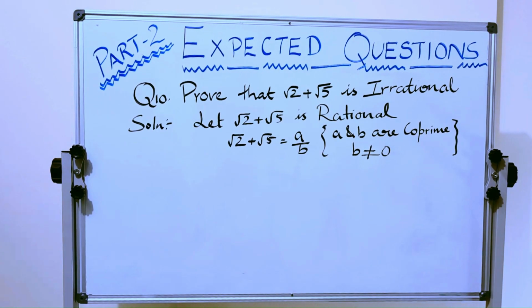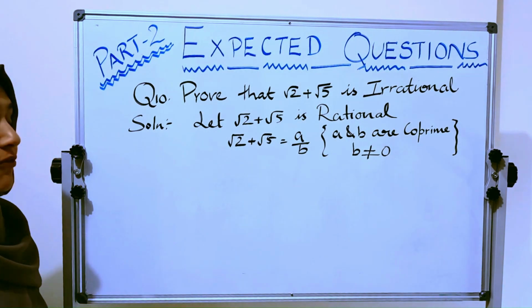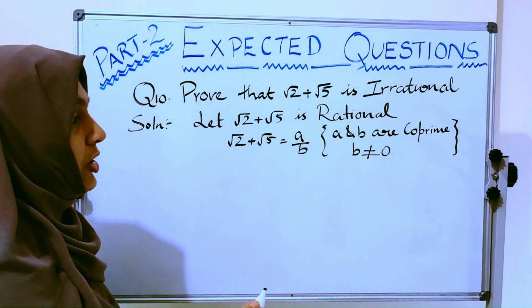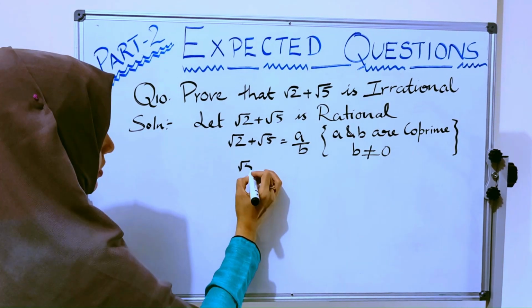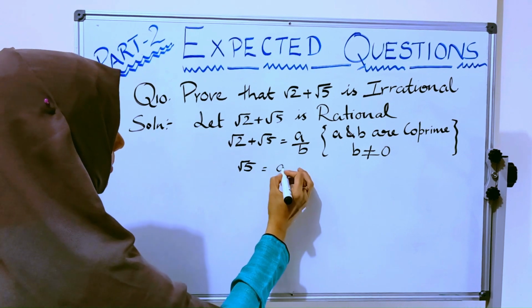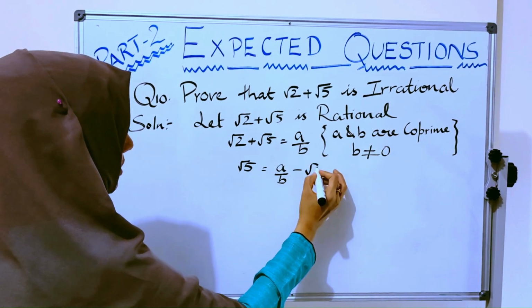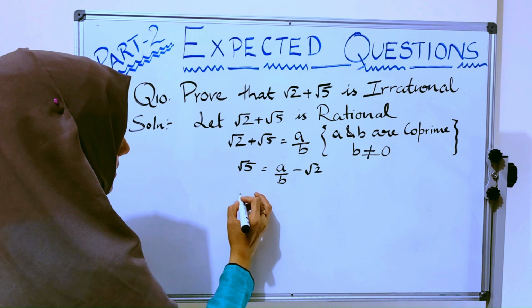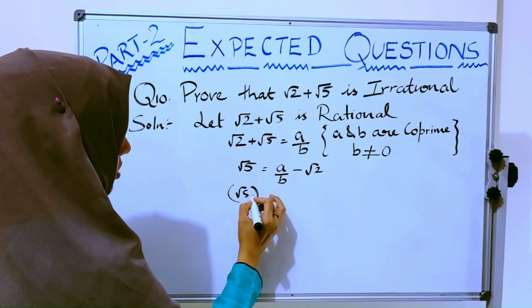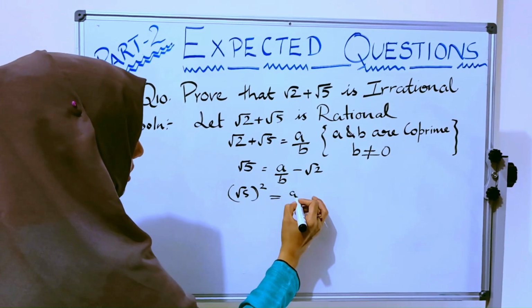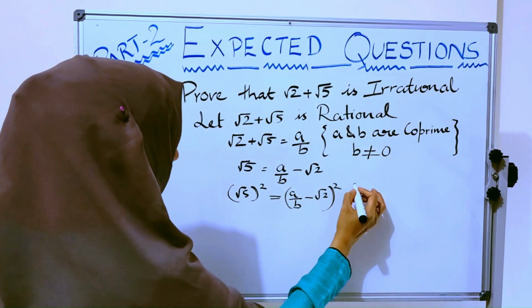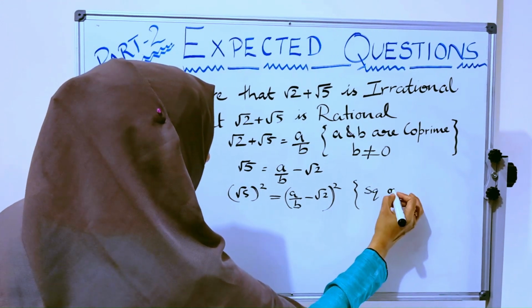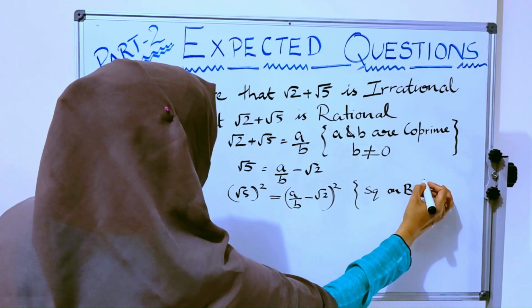So if root 2 plus root 5 is rational, we can write root 2 plus root 5 equal to a by b, where a and b are co-prime and b not equal to 0. After this, rearrange the numbers. Root 5 equals a by b minus root 2. Square on both sides. So root 5 the whole square is equal to a by b minus root 2 the whole square.